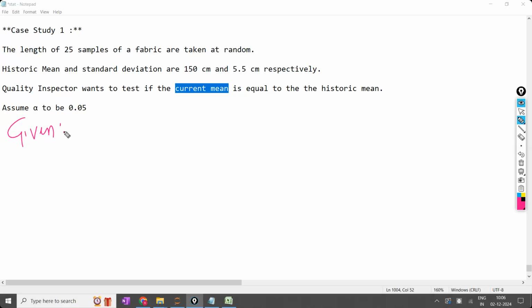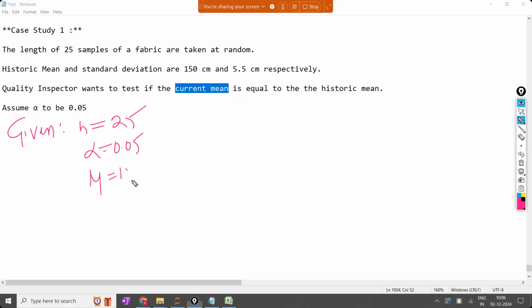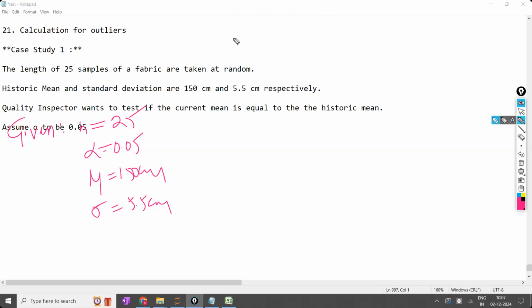Now, first, given what? N is equal to 25, alpha is equal to 0.05, and the historic mean mu is 150 centimeters. Population standard deviation is 5.5 centimeters. This is the question. These are the givens. Step 1. What is step 1? Null and alternate hypothesis.